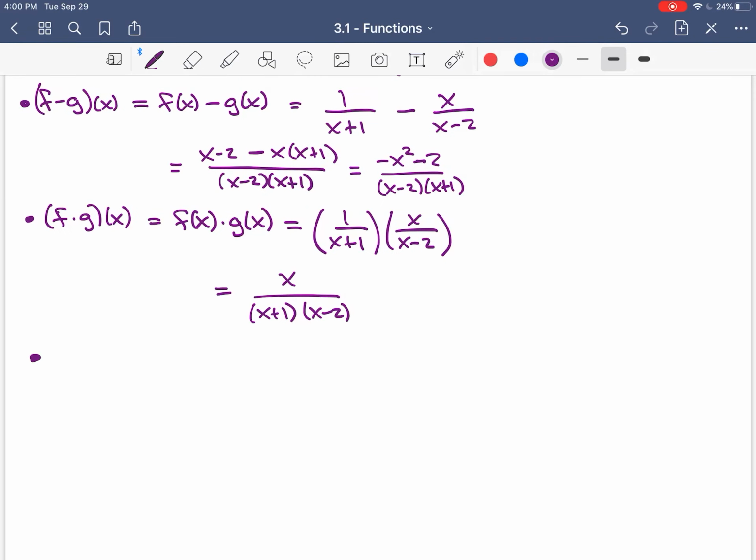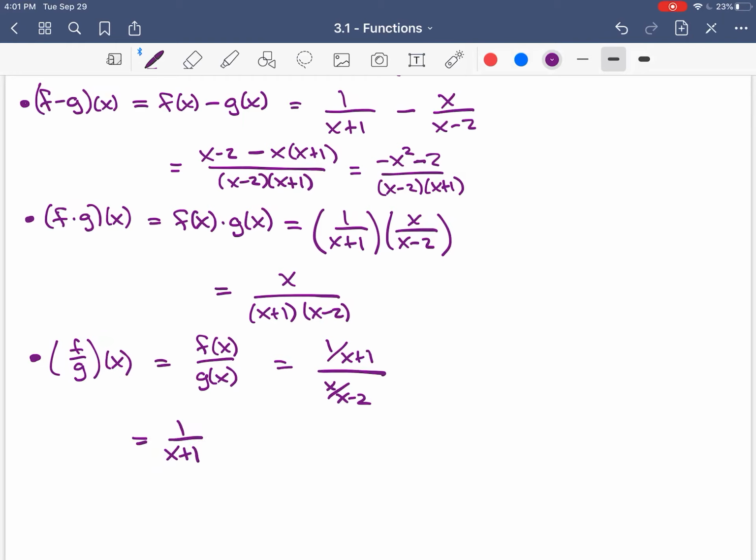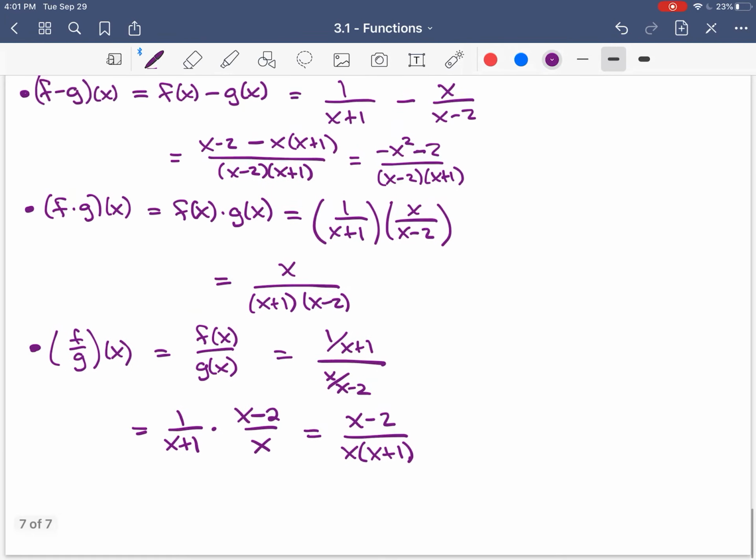Lastly, we have f over g of x. So that's f of x over g of x. That's going to be 1 over x plus 1 divided by x over x minus 2. So we're going to want to flip the bottom one and multiply. So we have 1 over x plus 1 times x minus 2 over x, which is going to be x minus 2 over x times x plus 1. So there's all of your functions.